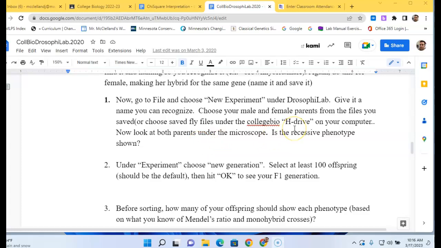So is the recessive phenotype shown in hybrid parents? It shouldn't, unless you're dealing with a codominant trait, which some people may have chosen, because there were some examples of that on the chromosome map for the fruit fly, or if you picked a sex-linked trait that you could have possibly ended up with. For example, if you pick the white eye gene in males, then they would show the recessive phenotype.